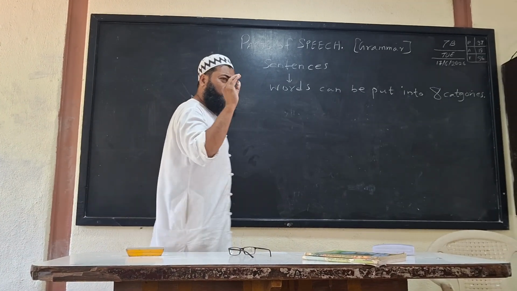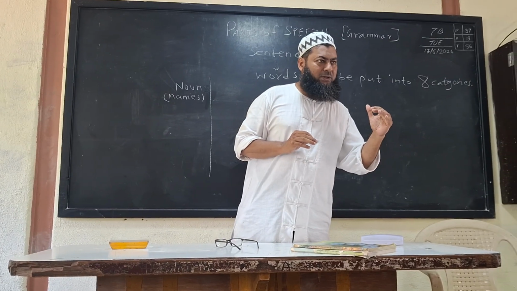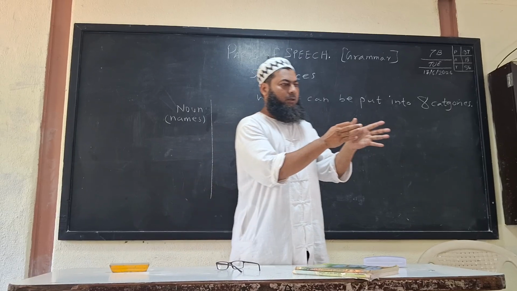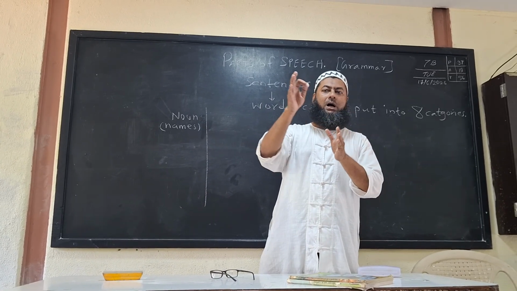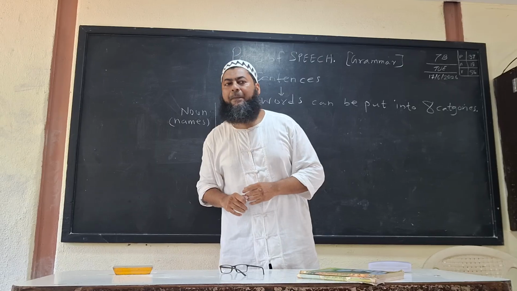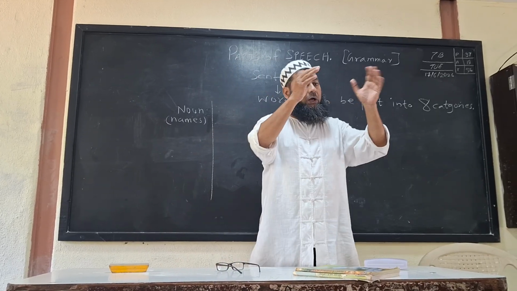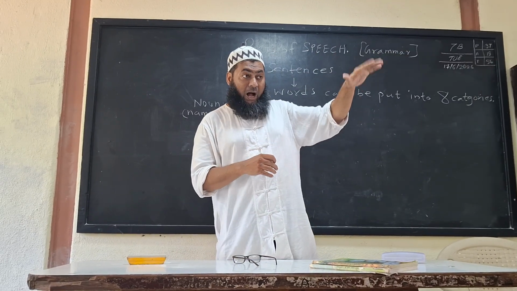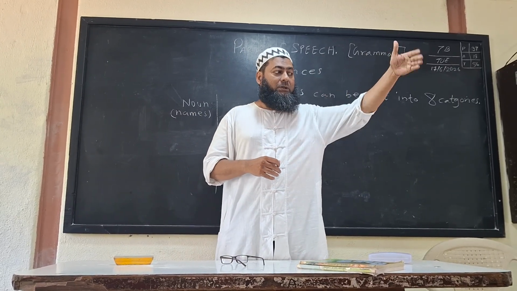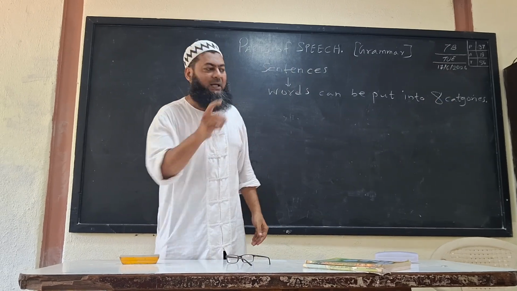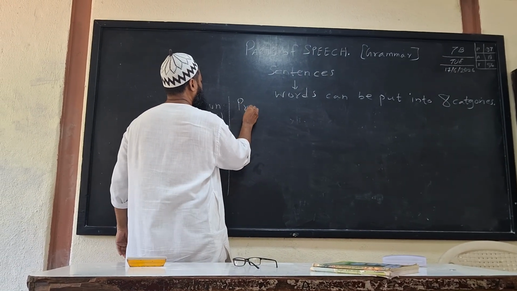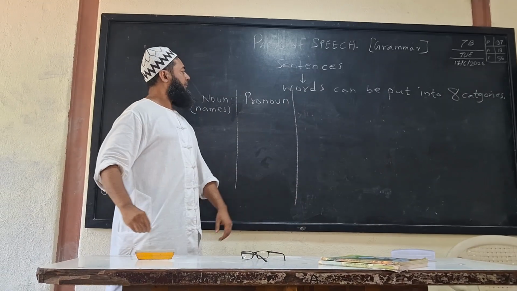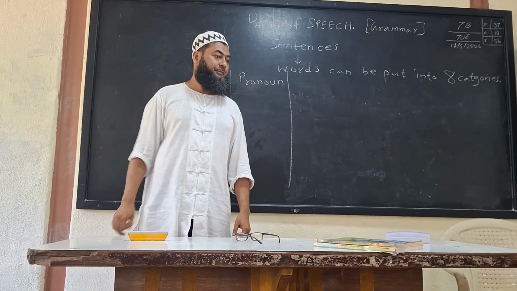Then we have those special words that we use in place of a noun. Akbar was a great emperor of India. Akbar is a name, but if I say he instead of Akbar, if I denote that noun with he, then we call it pronoun. So this is another category. Pronouns: he, she, it, they, we.